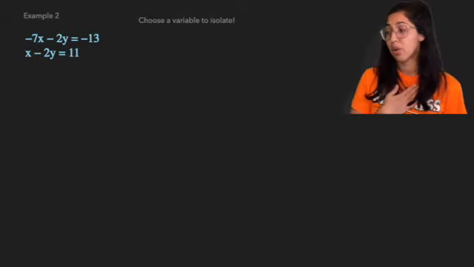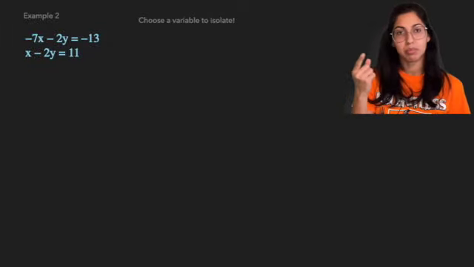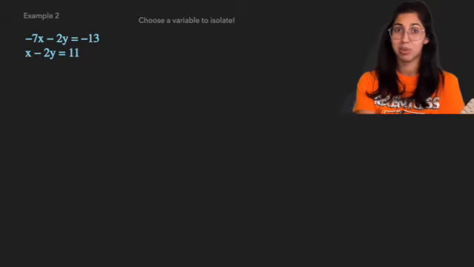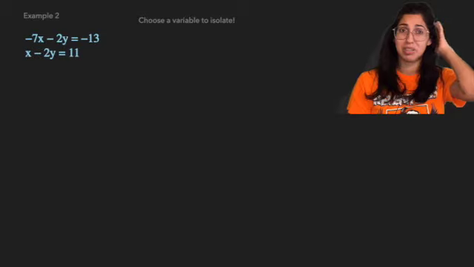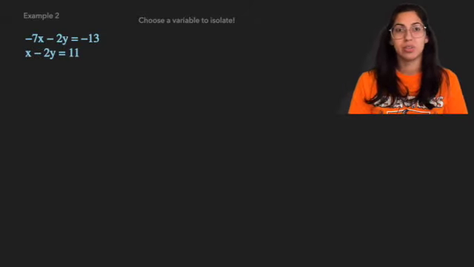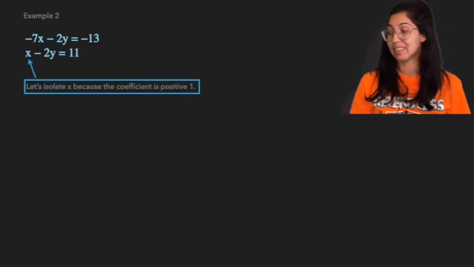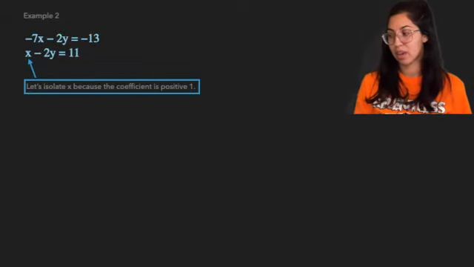However, I know that either one, if I pick the top equation and isolate for that y, I'm going to end up with 13 divided by 2, which is a fraction. And then on the bottom, I'm going to end up with 11 divided by 2, which I don't want either of those. So I see that that x has a coefficient of 1. So I'm going to go ahead and solve for that x instead because it's just so much easier. It's friendly, it's right there.